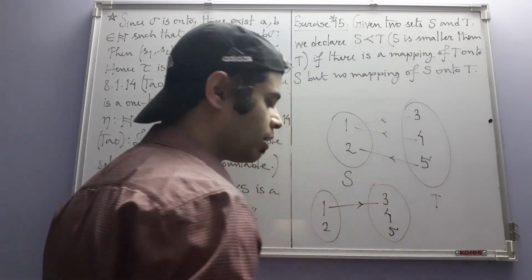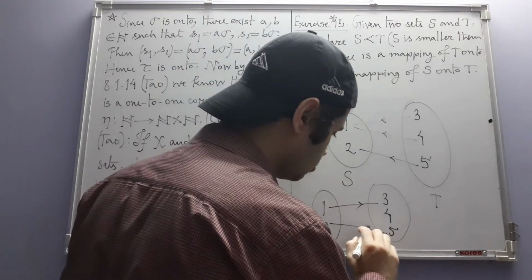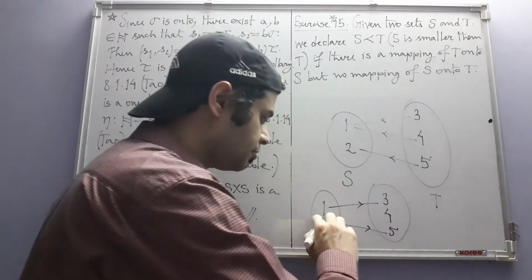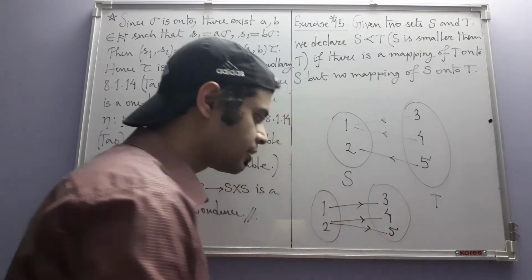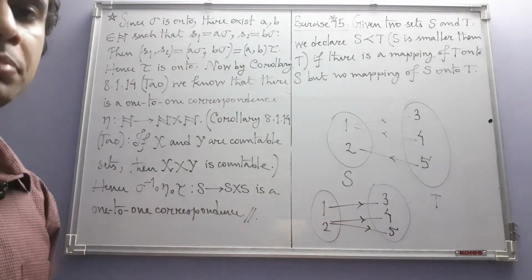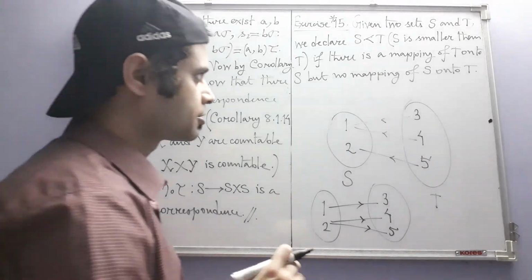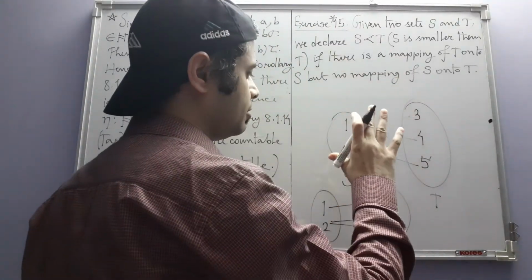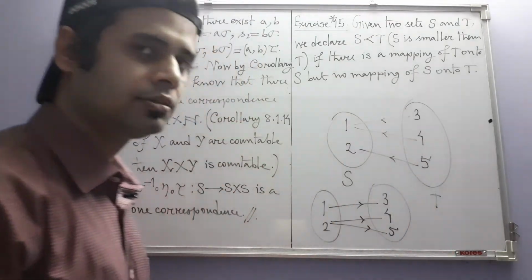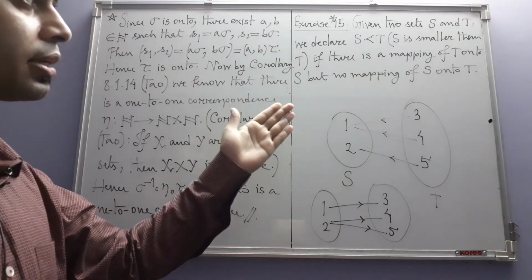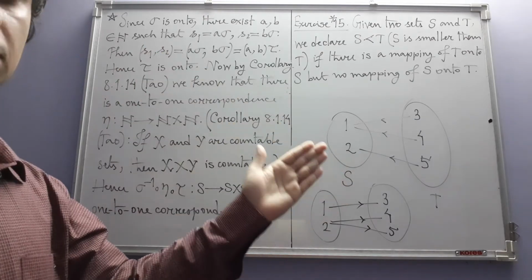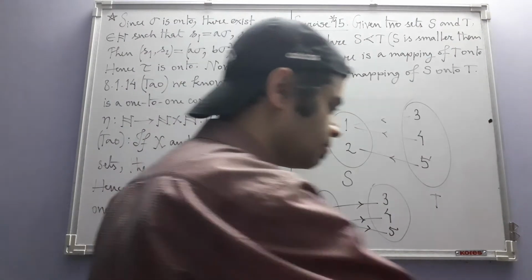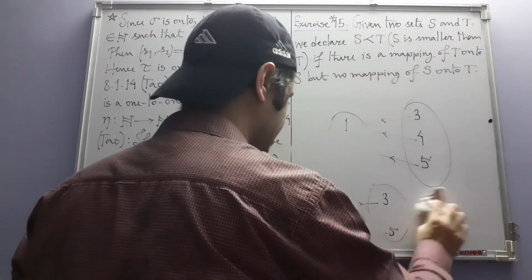You can map 1 onto 3, 2 onto 5, but then 4 is left out. If you want to define a relation like this, that is okay, but that is not a mapping. So that's why according to this definition also, S is smaller than T. But this definition takes care of even those cases where S is infinite, T is also infinite.